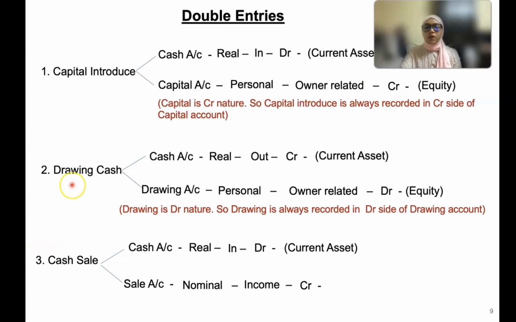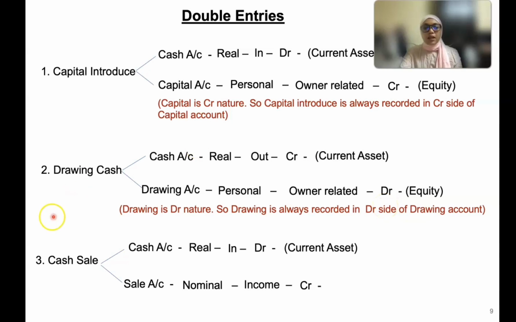Drawing. What is drawing? Drawing means the owner takes cash for his personal use from the business. So we will open a cash account and a drawing account. Cash account is a real account. The owner took the cash, so cash is out from the business. So it is out, we will record in the credit side. Drawing account, personal, it is owner related, we will record in the debit side. Because drawing is debit nature, drawing cash is always on the debit side in the drawing account.